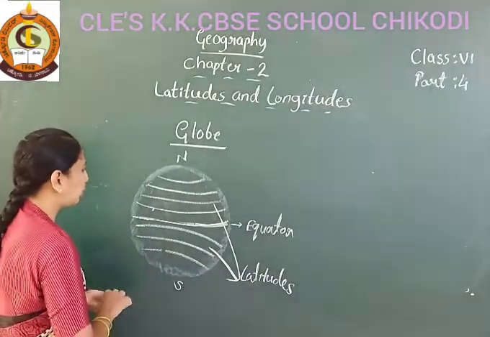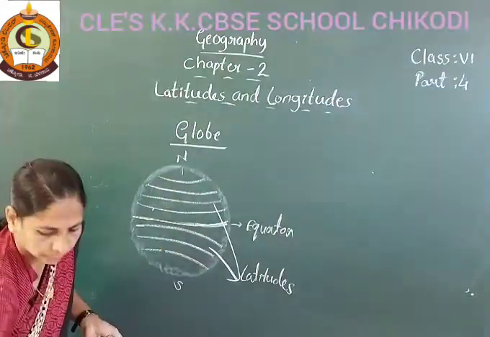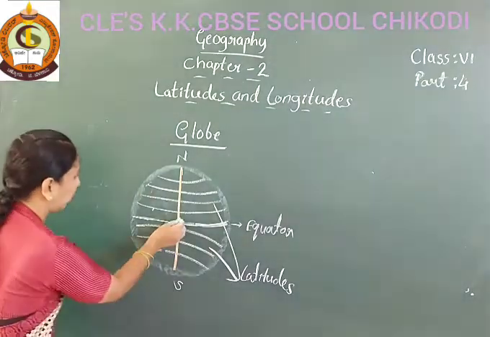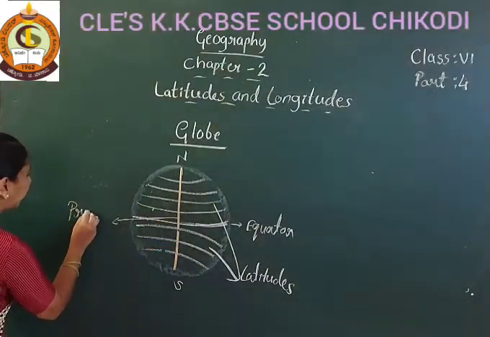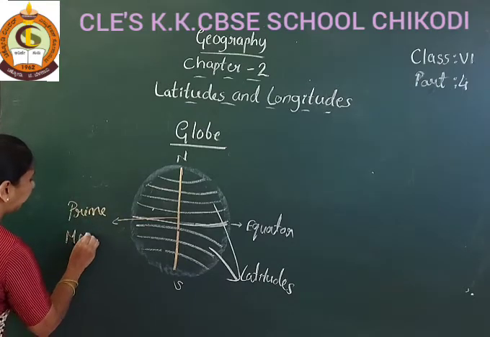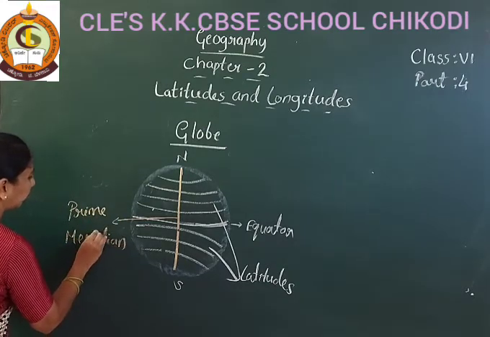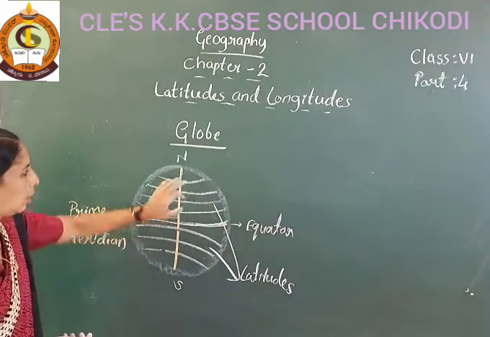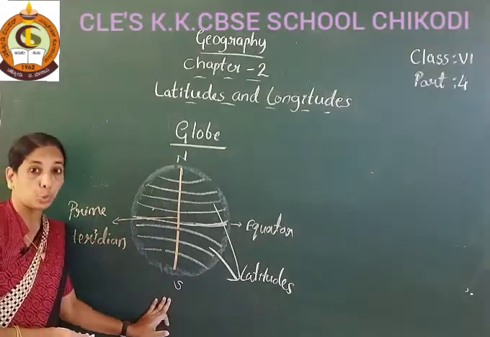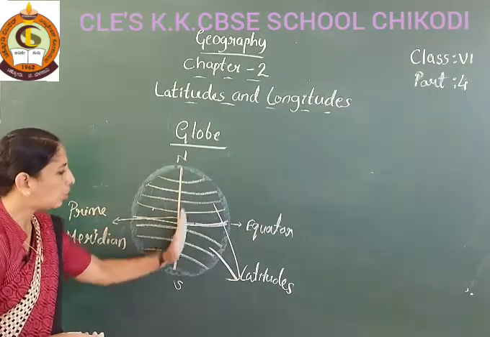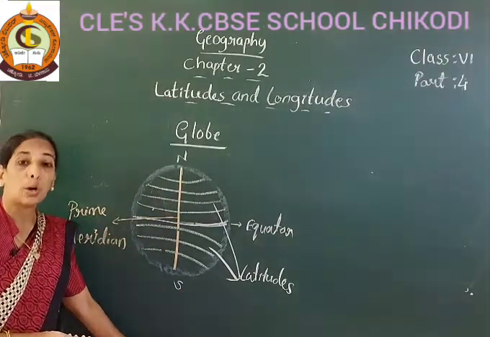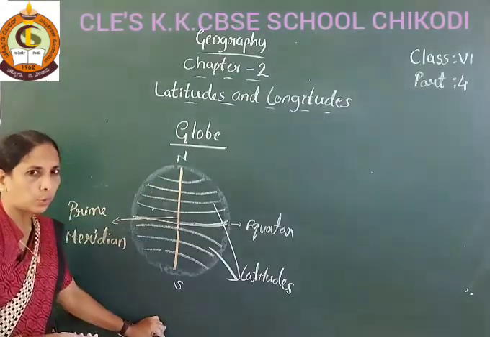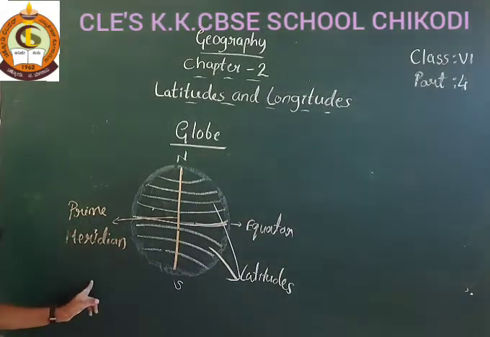And next you can see here, student, what is this? Meridian. So this is the prime meridian. This prime meridian passes from the North Pole to the South Pole. It is a vertical line, and because this vertical line passes through the North Pole to the South Pole, it is called the prime meridian.